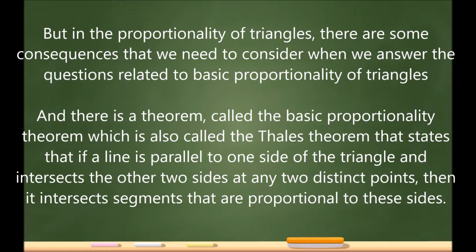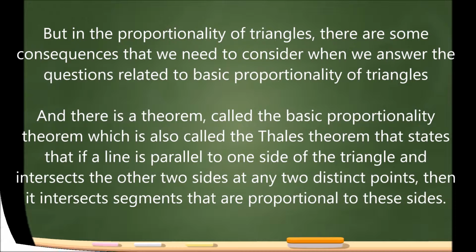But in the proportionality of triangles, there are some consequences that we need to consider when we answer questions related to basic proportionality of triangles. There is a theorem called the basic proportionality theorem, also called the Thales theorem, that states that if a line is parallel to one side of the triangle and intersects the other two sides at two distinct points, then it divides those sides into proportional segments.